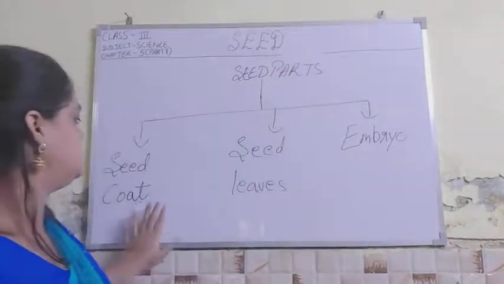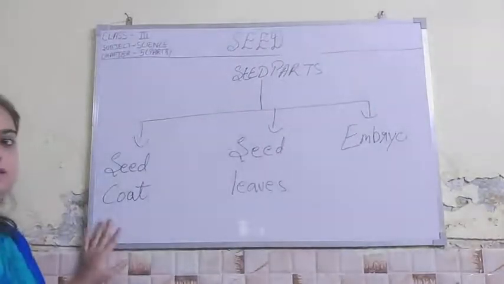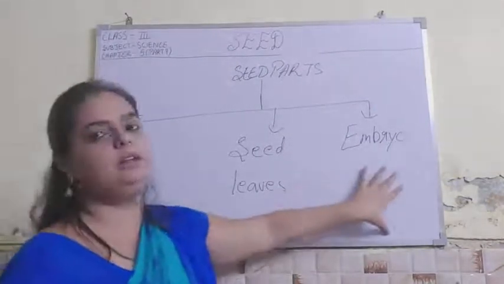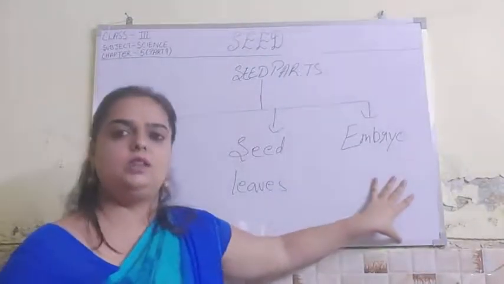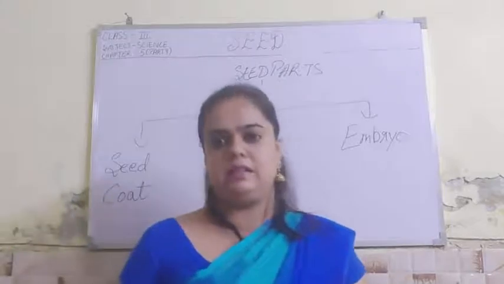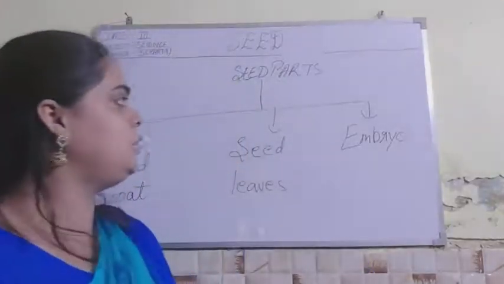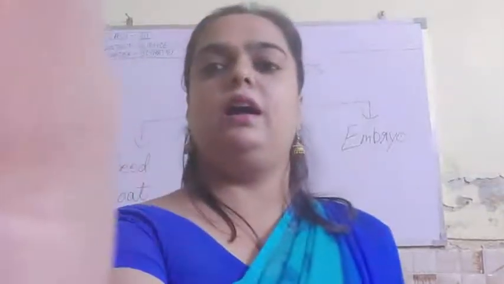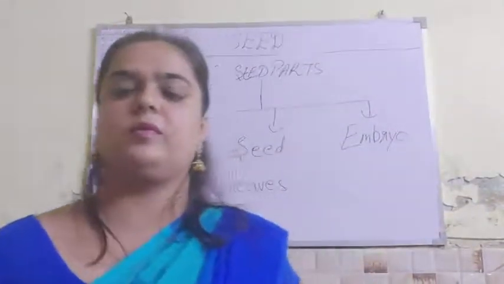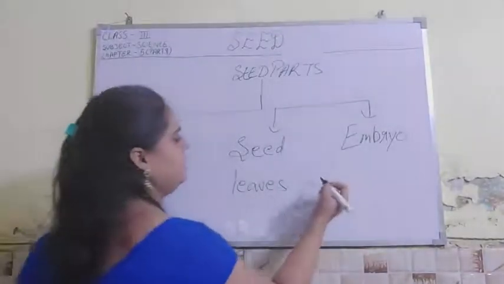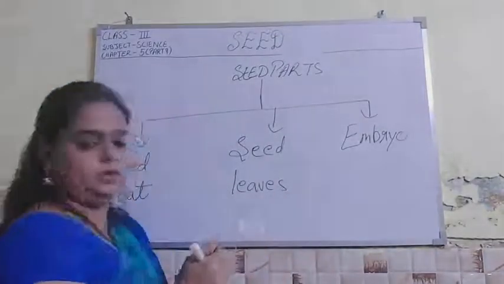The first one is the seed coat. Then the seed leaves and then the embryo. Alright children, now we will learn these things in detail. First of all, let me explain this to you with the help of a diagram. Okay. Let me rub this out first.